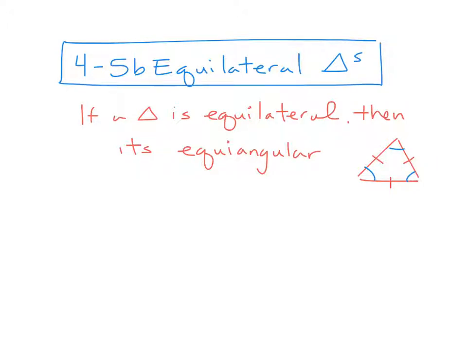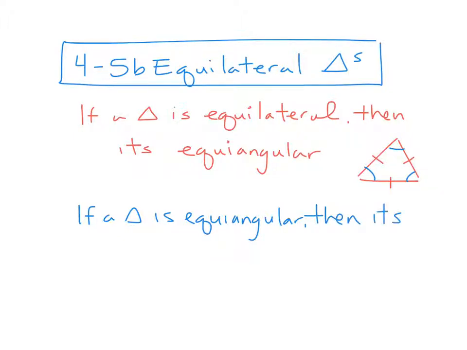And then the converse of that is also true, which says if a triangle is equiangular, then it's equilateral. Okay, so this would just be the converse, saying if I know all three of those angles are the same, then I also know that all three of the sides are the same as well. Okay, so equilateral is equiangular, equiangular is equilateral. That's really all you need to know for this lesson.